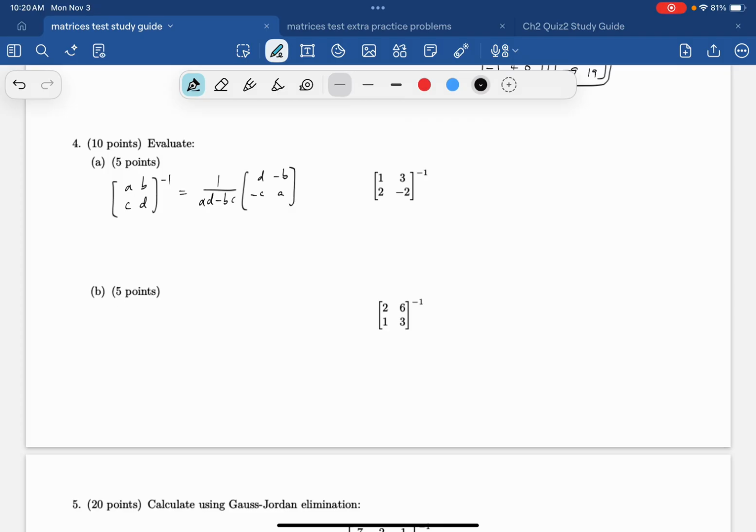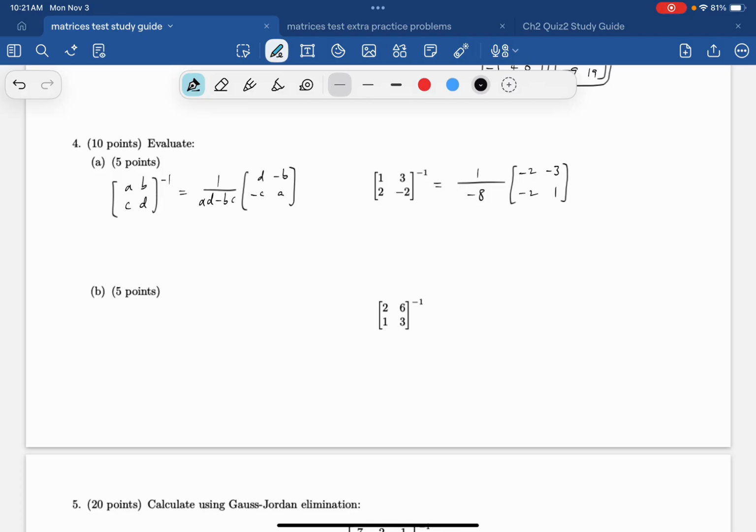And so that means this is going to be equal to 1 over the determinant, so that's minus 2 minus 6, which is negative 8. So 1 over negative 8. And then D and A switch places, so negative 2 goes to the top left and 1 goes to the bottom right. And then B and C become negative. So negative 3 and negative 2.